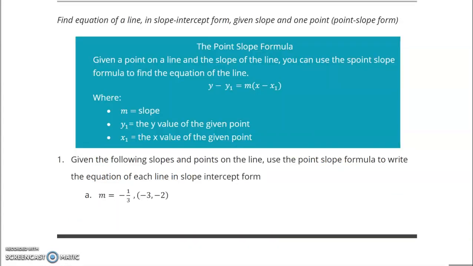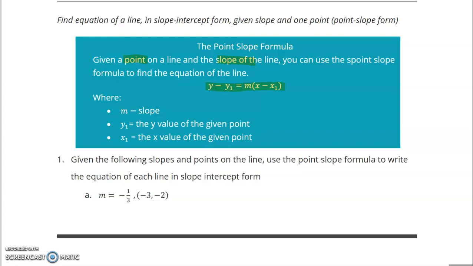Now, you can use the point-slope formula to find the equation of a line if you are given a point and a slope of the line. So the point-slope formula is given by this equation here. We have y minus y sub 1 is equal to m times x minus x sub 1.